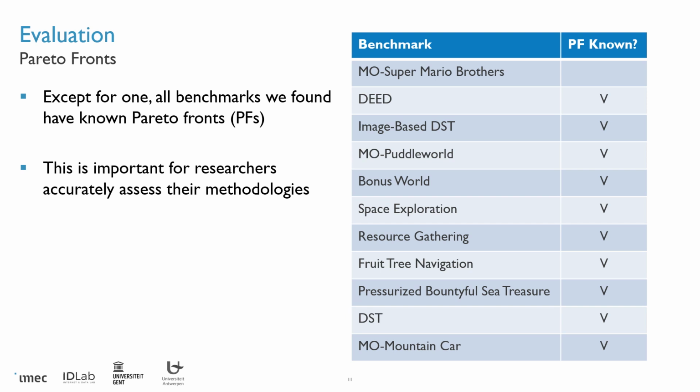The first criterion we evaluated these benchmarks on was knowledge of the Pareto front. Except for one, the Pareto front is known for every benchmark in our dataset. The only benchmark with an unknown Pareto front is the multi-objective Super Mario Bros. As we mentioned earlier, it is important that this Pareto front is known so researchers can accurately assess the merits and demerits of their methodologies.